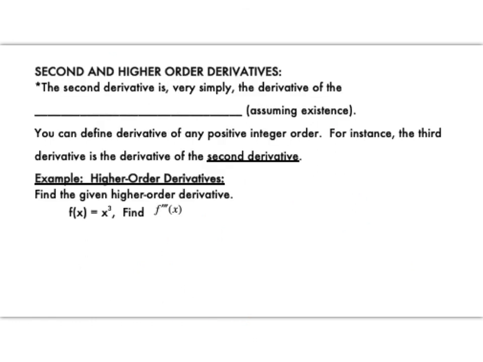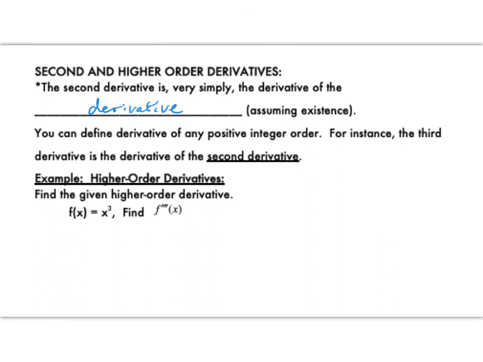All right, now a really easy concept to wrap up this lesson, and it has to do with second and higher order derivatives. The second derivative is very simply the derivative of the derivative. So you can just keep going on derivatives as long as they have positive integer order. So the third derivative is always the derivative of the second derivative of the first. First derivative is just the derivative of our original function.